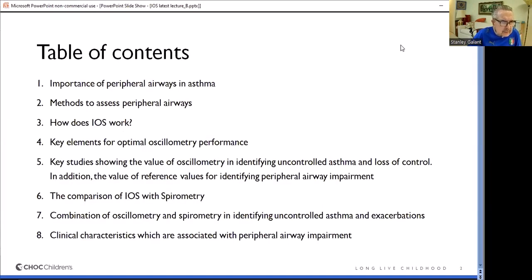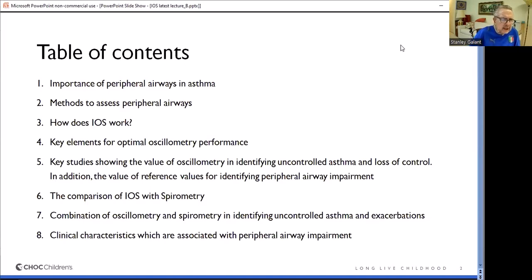My presentation will include these chapters. First of all, talk about the importance of the peripheral airways in asthma, methods to assess peripheral airways, a description of the mechanism of how oscillometry works, key elements on a proper oscillometry performance, and some of the key studies that I've been involved with regarding the value of oscillometry when identifying uncontrolled asthma, the loss of asthma control, and the use of reference values for identifying peripheral airway impairment.